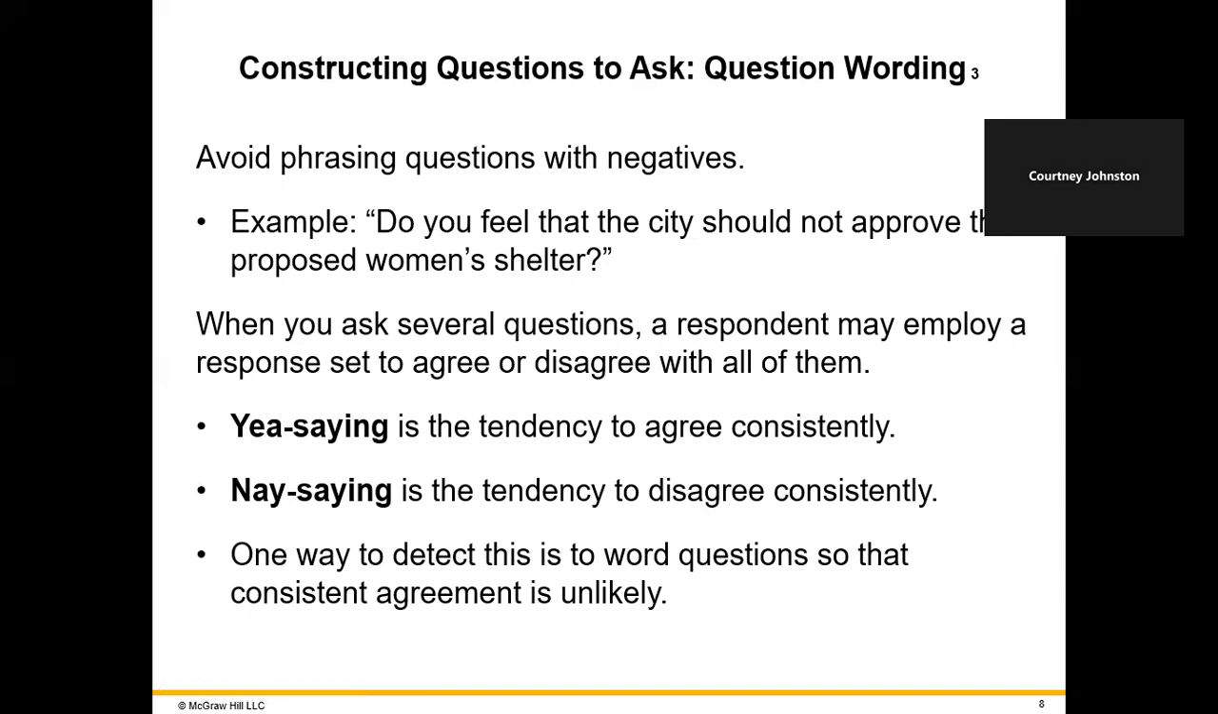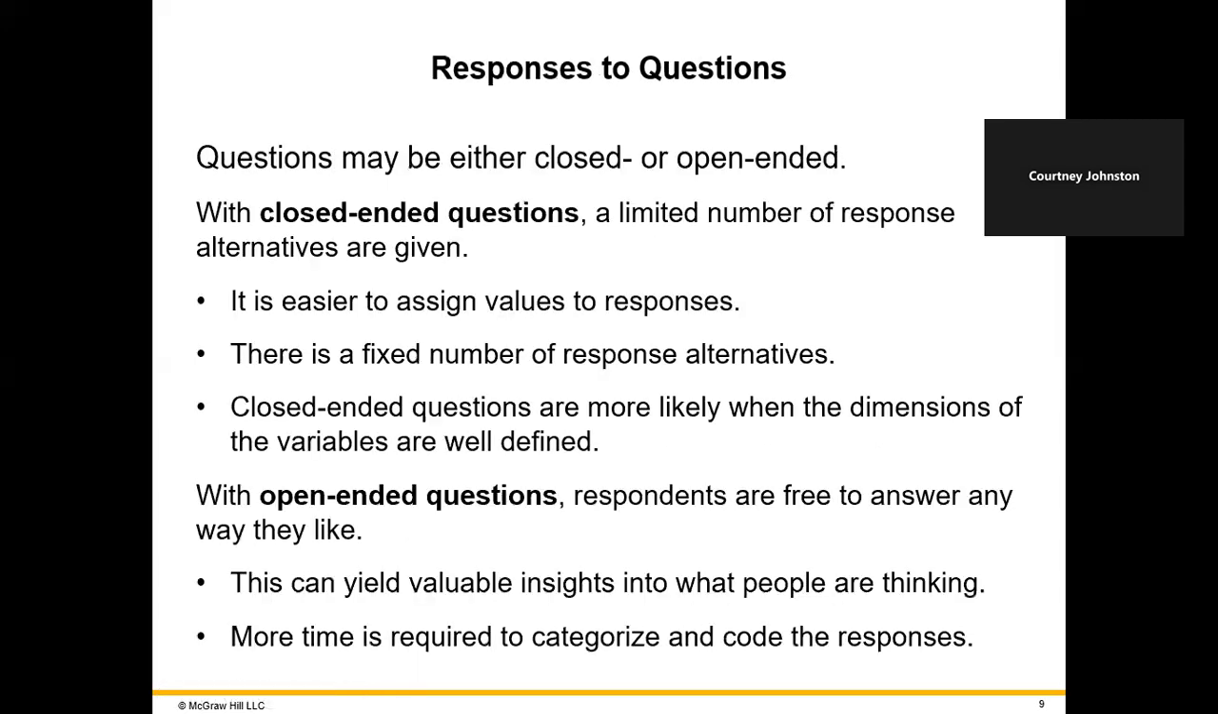Stay away from negatives. And when you ask several questions, a respondent may employ a response set to agree or disagree with all of them. Again, this is when somebody marks C all the way down a test, or agrees with everything, or disagrees with everything. And those are yay saying and nay saying. And one way to detect this is to word questions so that consistent agreement is unlikely. So you might actually have some reverse scored questions. I would not recommend that in this class, but you could do that to catch those participants that do actually do that.